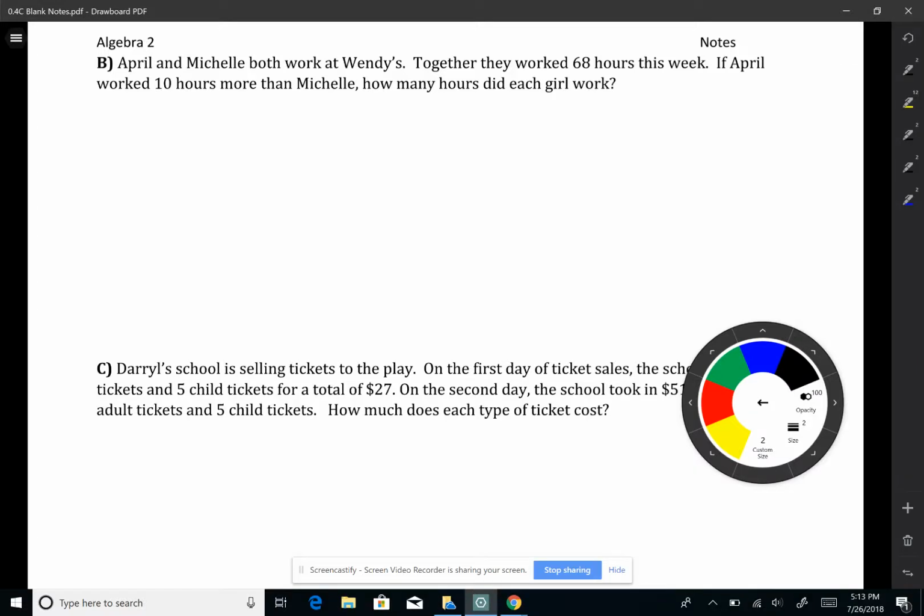Okay, we're back, ready to start example B. April and Michelle work at Wendy's. Together they worked 68 hours this week. If April worked 10 more hours than Michelle, how many hours did each girl work?